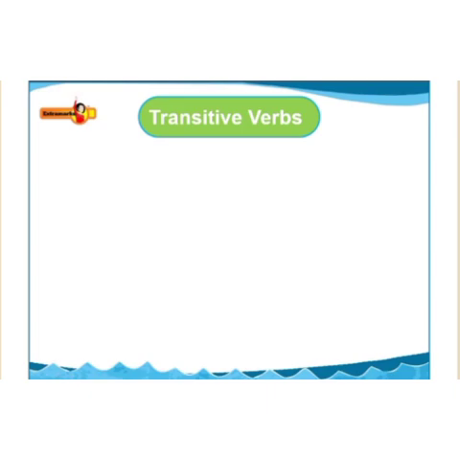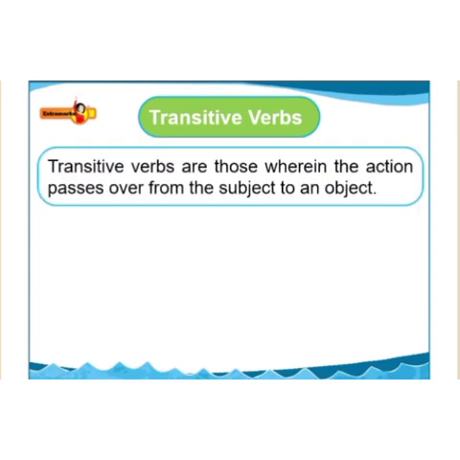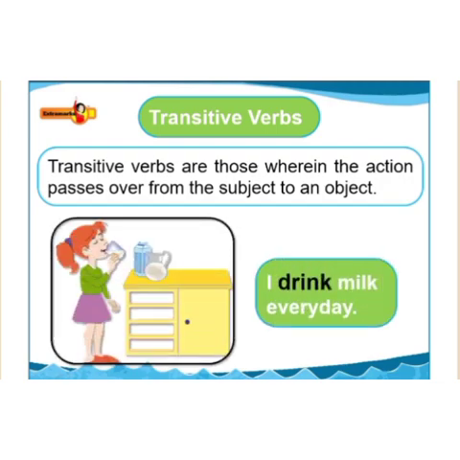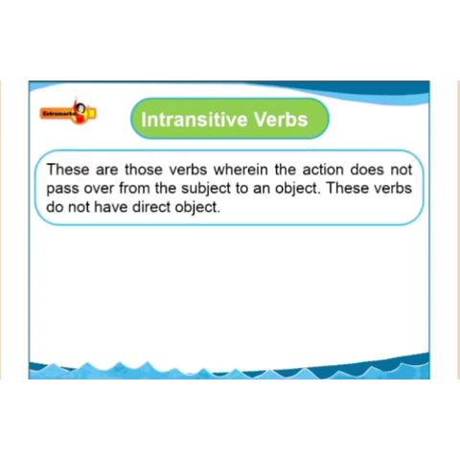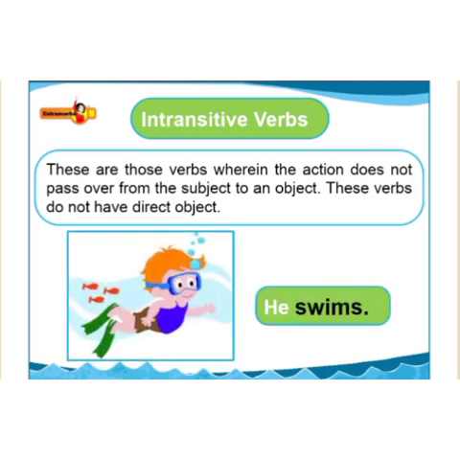Let's now see transitive verbs with examples. Transitive verbs are those wherein the action passes over from the subject to an object. For example, I drink milk every day. Here the action of drinking passes over from subject I to object milk. Intransitive verbs are those wherein the action does not pass over from the subject to an object. These verbs do not have a direct object. For example, he swims. Here the action of swimming does not pass over from subject he as there is no object.